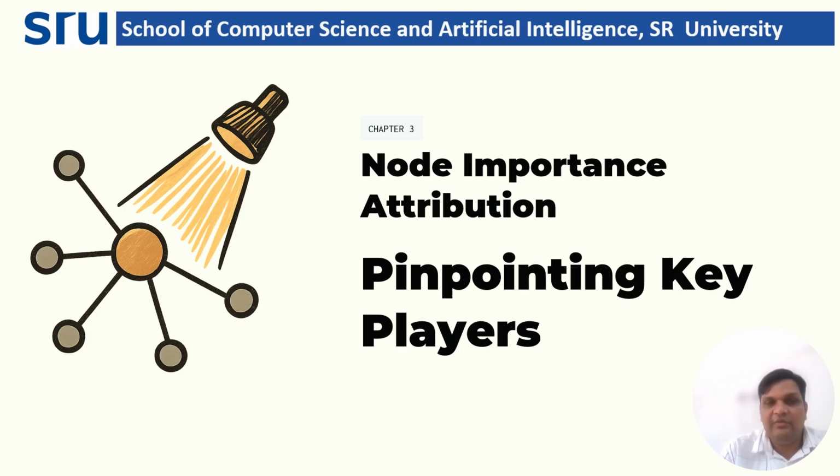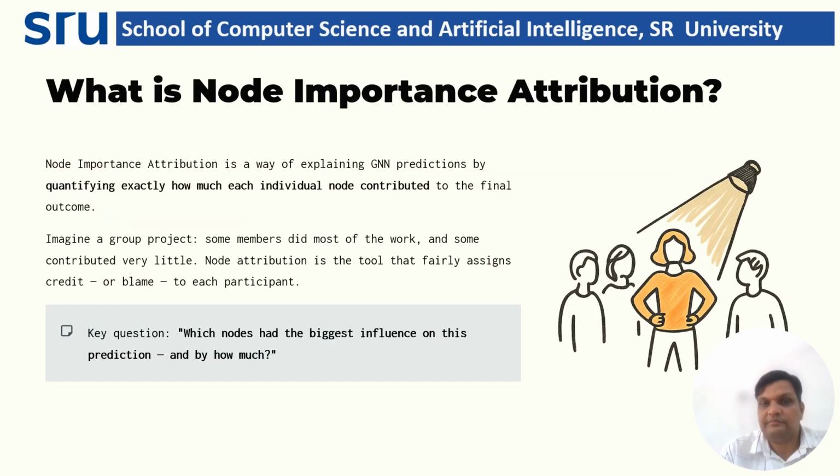Node importance attribution: pinpoint the key players. Now let's go deeper. Instead of looking at a subgraph, what if you want to know which individual nodes matter the most? That's where node importance attribution comes in. What is node importance attribution? It is a way of explaining GNN prediction by quantifying exactly how much each individual node contributed to the final outcome.